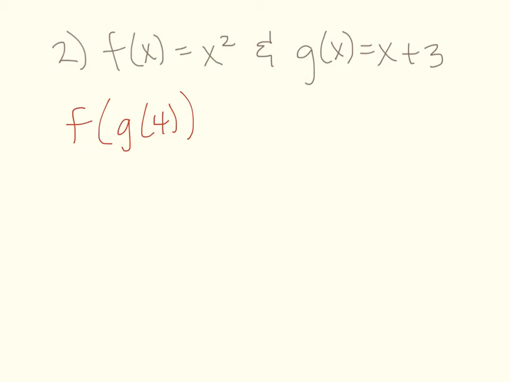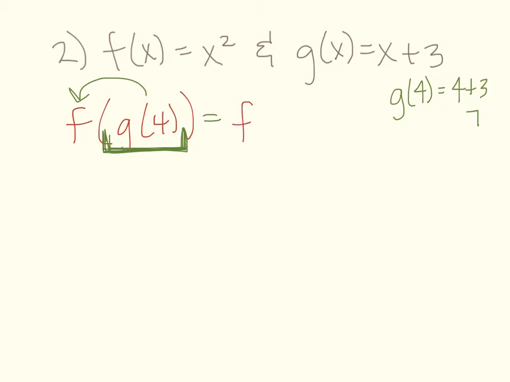So the way that we do this is you start with the innermost first. I want to take g of 4, whatever g of 4 is, and I want to plug that into f. So my first step is to find out what g of 4 is. So I'm going to go into g of x, and I'm actually going to find g of 4. So instead of x plus 3, I'm going to do 4 plus 3, which is 7. So g of 4 is actually 7. So what this does is it changes this problem to be f of 7. So instead of f of g of 4, it's f of 7.